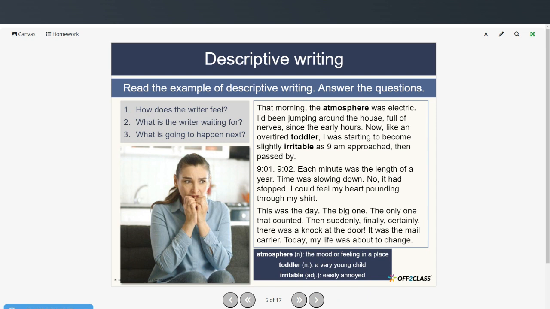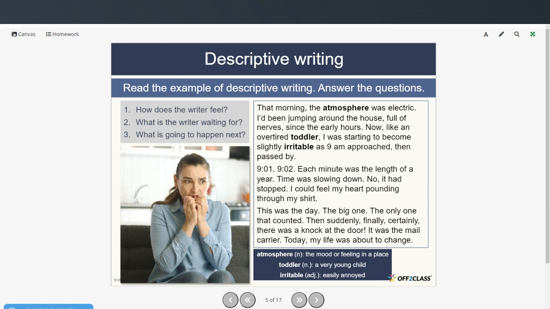Okay, so we're going to read the example of descriptive writing and then answer these questions. But before we start, we have some vocabulary words. Atmosphere, which is a noun, which means the mood or feeling in a place. Toddler, also a noun, is a very young child. And irritable is an adjective meaning easily annoyed. Now you can pause the video and read on your own or follow along as I read.